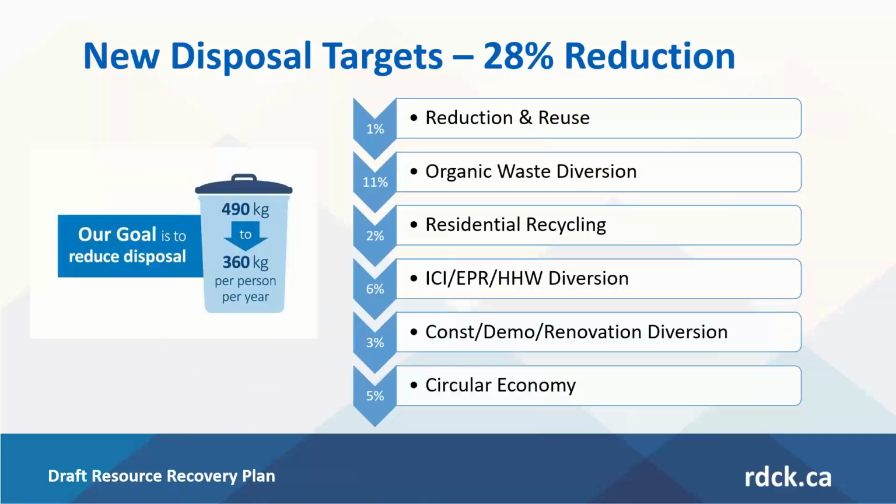So all of these strategies and actions result in a new disposal target of reducing waste disposal by 28%. The new goal is to reduce disposal from 490 kilograms per person a year in 2020 to 360 kilograms per person per year in 2030. And this will be achieved through reduction and reuse, organic waste diversion, residential recycling, institutional, commercial, and industrial EPR and household hazardous waste diversion, construction, demolition, renovation diversion, and support for a circular economy.